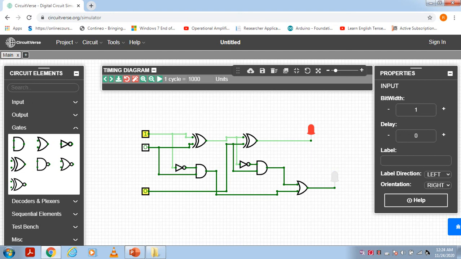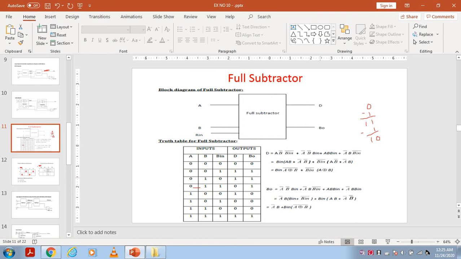Next input combination is 1 0 1. So 1 minus 1, difference is 0 as well as borrow is also 0. Next input combination is 1 1 0. For this, 1 minus 1 is 0, so difference is 0 and borrow is also 0. The last input combination is 1 1 1. For this, difference is 1 as well as borrow is 1, because 1 minus 1 is 0, and 0 minus 1 gives difference 1 and borrow 1. So according to the truth table, we have verified the full subtractor circuit.